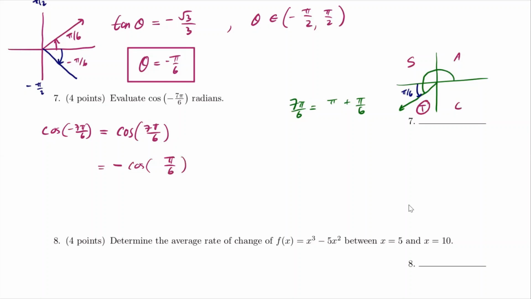All right, now from memory, we know cosine of pi over 6 will give us the exact value of square root of 3 over 2. So this is negative square root of 3 over 2. So that's the exact value of this angle.